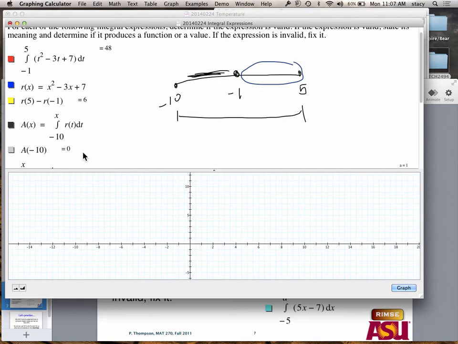Oh, question? Could we rewrite the integration to be the x value ending at 5, and then could that -10 be -1? Could that be the same thing as saying A of 5 minus A of -1? Yes. So what I had here, A of 5 minus A of -1, is the same as if I start at -1 there and go to 5 there.